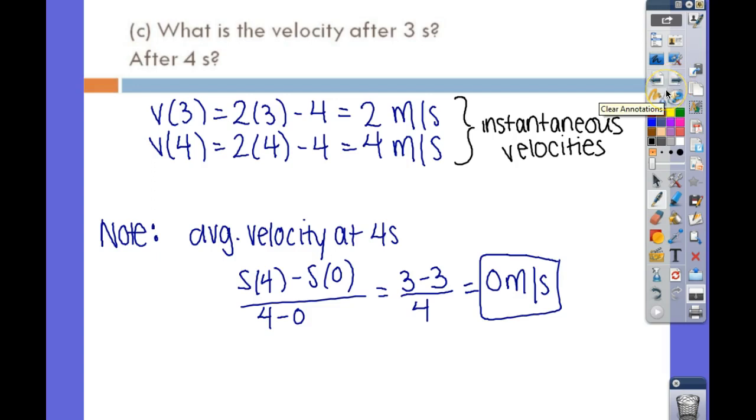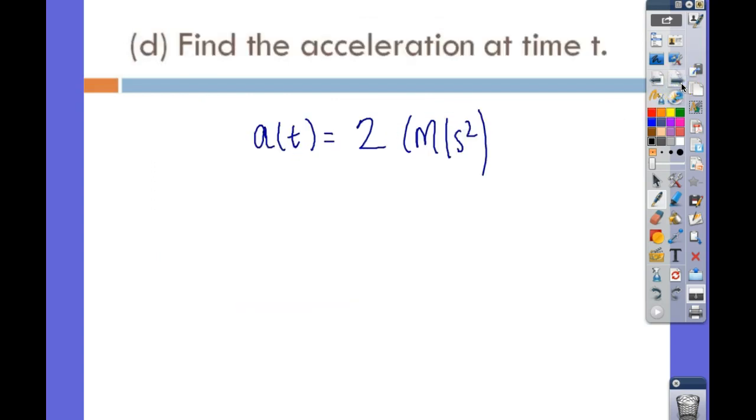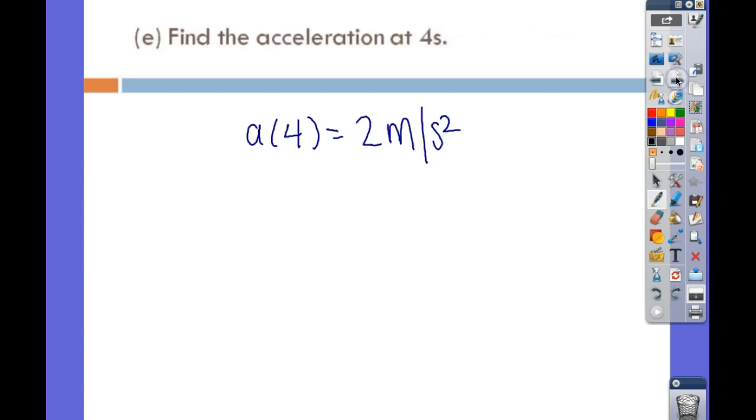Okay, go ahead and derive velocity to find acceleration. And we already discussed acceleration is going to be a constant. So if you do not get a whole number, you'll derive incorrectly. Our units are meters per second squared. That means the acceleration at any point is always 2. It does not matter where you're looking.